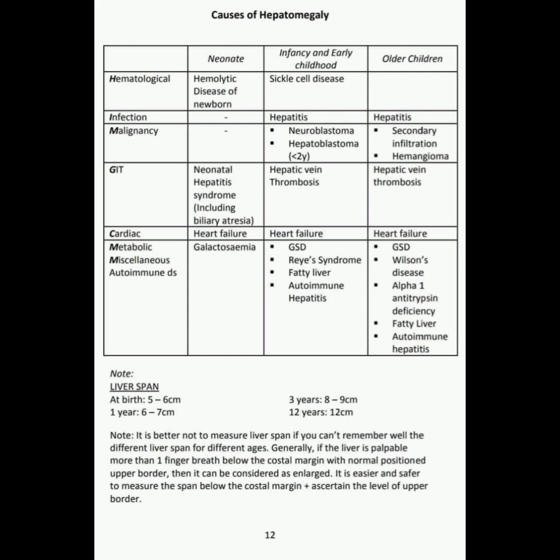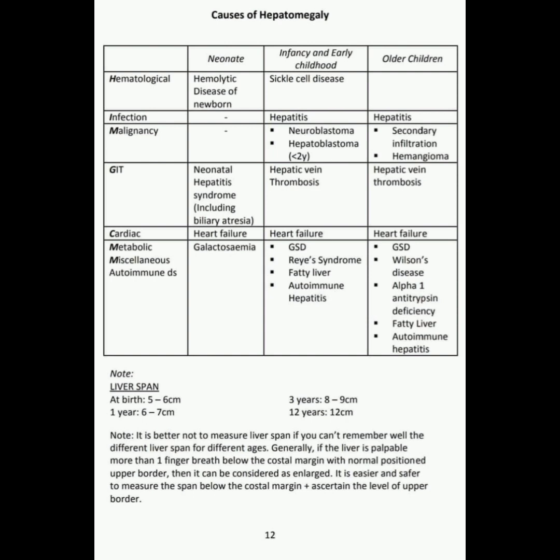Now, in older children, when we find hepatomegaly, the causes are hepatitis, secondary infiltration, hemangioma, hepatic vein thrombosis, heart failure, glycogen storage disease, Wilson's disease, alpha-1 antitrypsin deficiency, fatty liver, and autoimmune hepatitis.